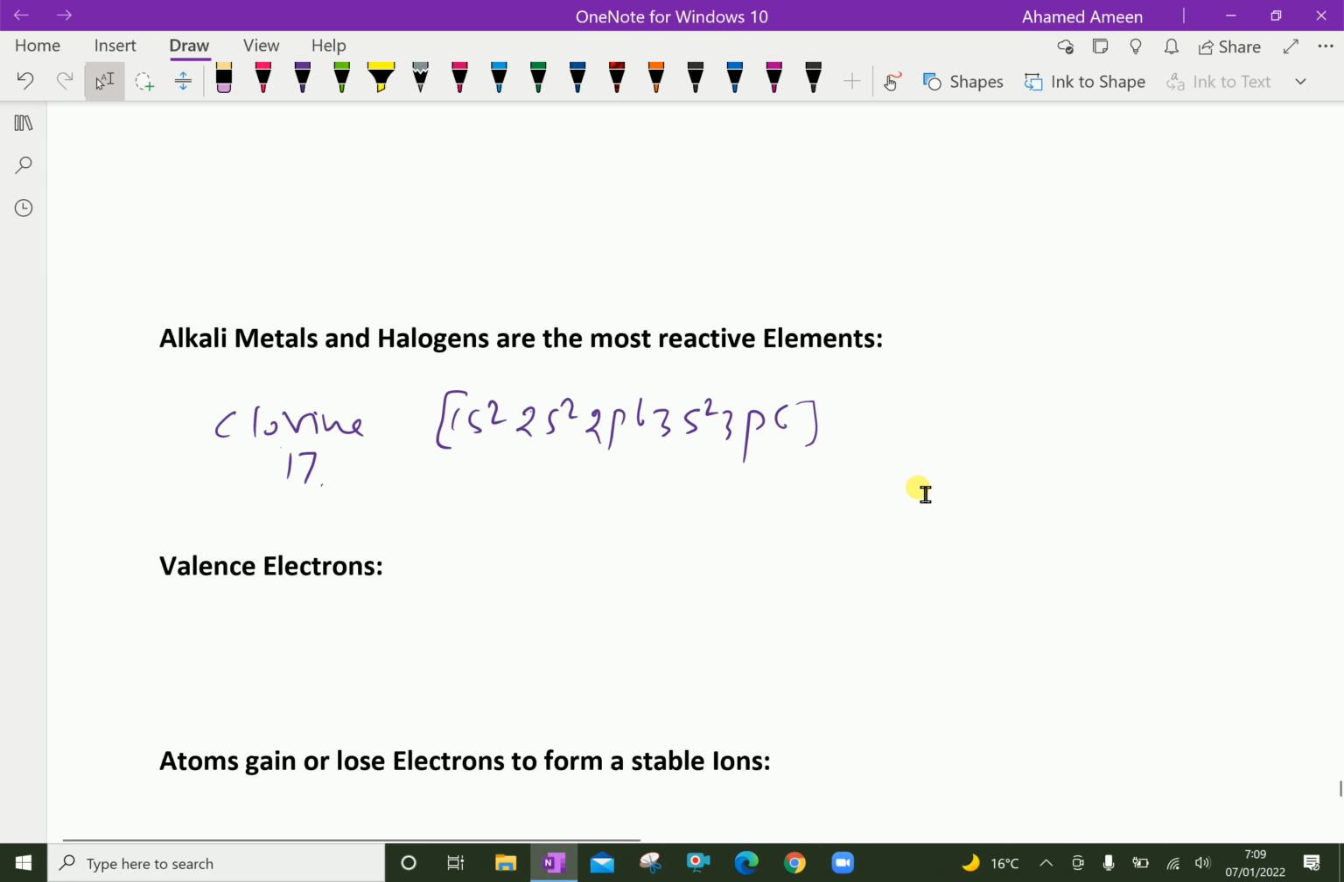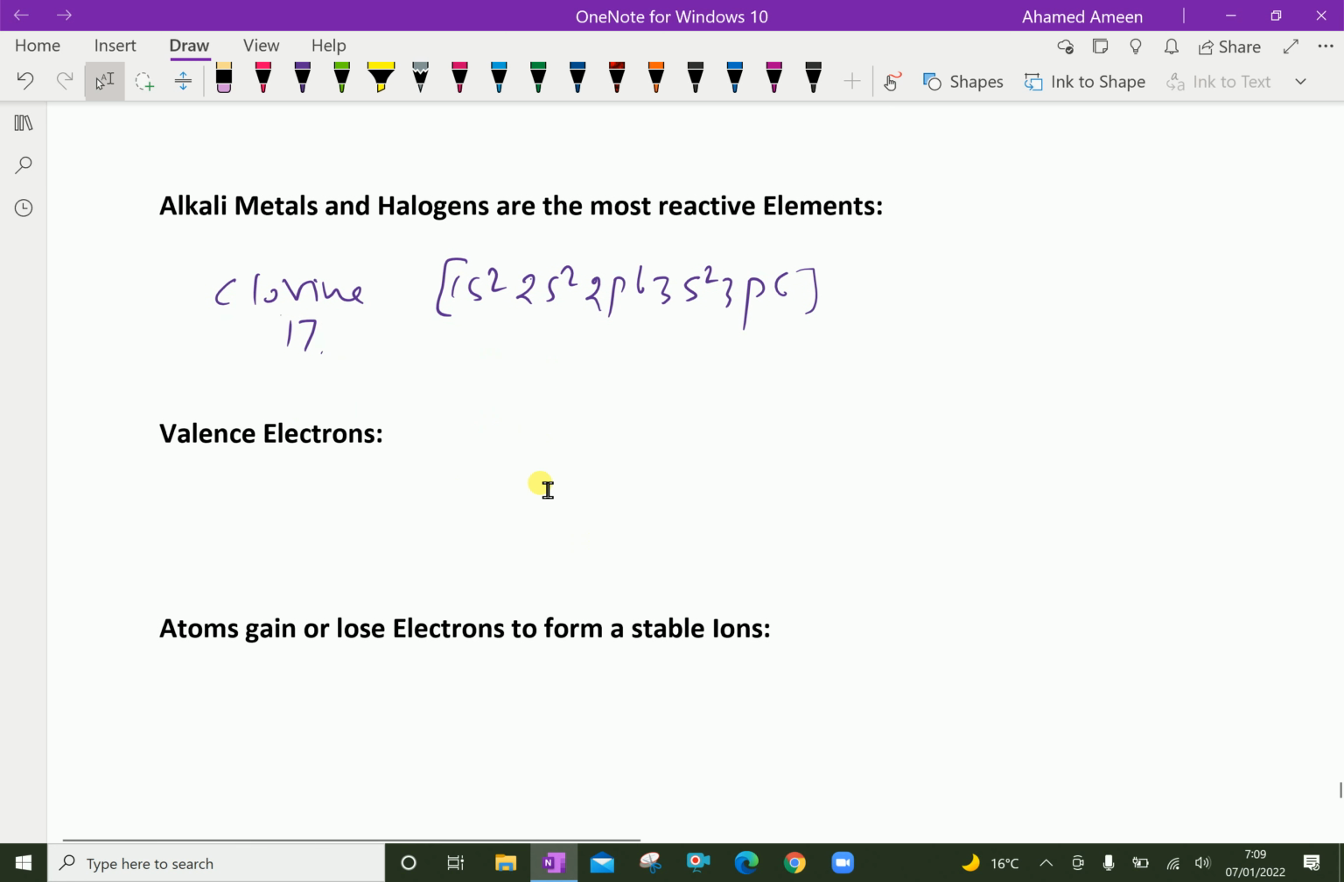Alkali metals such as potassium react readily with a number of substances including water. That is, alkali metals are highly reactive because they react readily with a number of substances including water. Next we will discuss valence electrons. The number of electrons in the outermost orbit is called the valence electrons of an element.